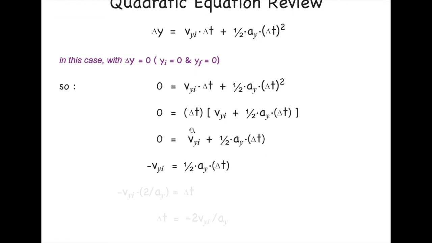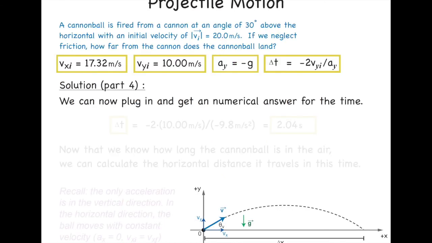So now I can solve for t by bringing the initial velocity over to this side, taking this prefactor of ay over 2 and dividing it on both sides, and I'm left with delta t is equal to 2 byi over ay, with a minus sign. So now we can plug in numbers. Plug in the numbers, and we get the delta t.